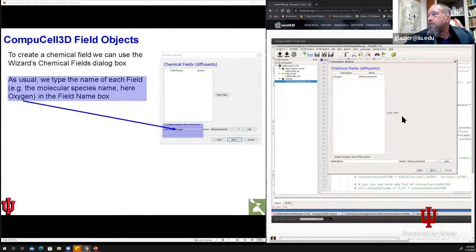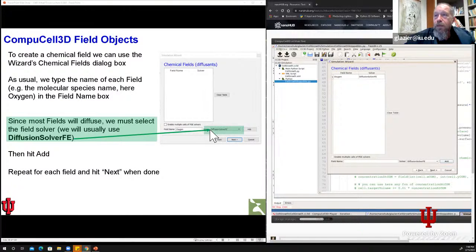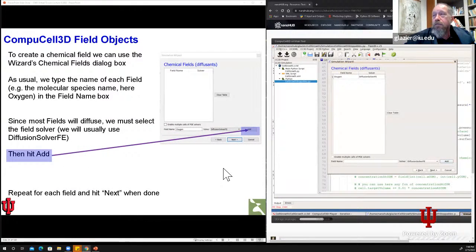Field label contains white space. Did I manage to clear table? Let me try it again. I must have hit a space in my name when I was talking. Yeah, there. Okay. And I can create multiple fields. Not dramatic. We're going to stick with diffusion solver FE. We've added it.